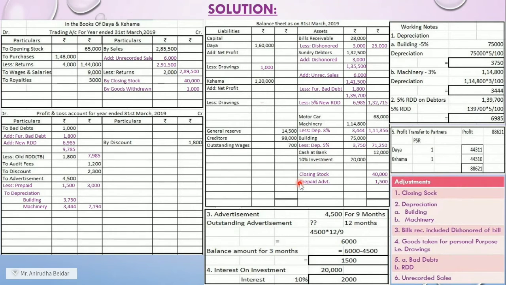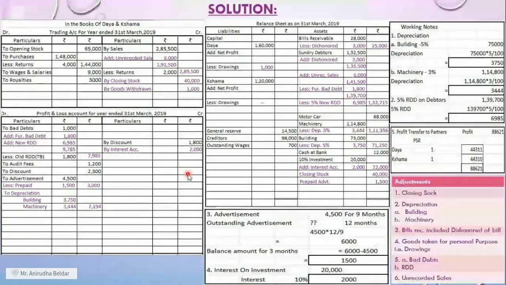The next is interest on investment. Here 10% investment is given on the asset side. We will add the interest, that is, add interest accrued 2000, and it is our income, therefore it will be recorded on the credit side of the profit and loss account. Now all items are transferred. Now we'll close the books of account.